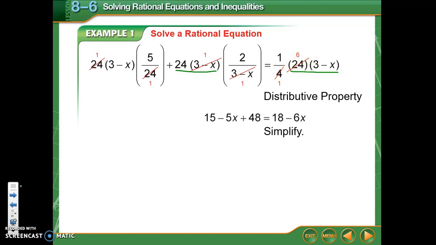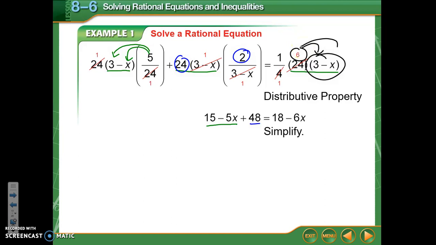And so now I just have to simplify. So on this side, I'm left with 3 minus x times 5. So that's 15 minus 5x. That's where they got this part. Right here, I'm left with 24 times 2. That's where they got the 48. And then on this side, I'm left with 1 times 3 minus x times 6. So I'd take my 6 times 3, 6 times -x, that's where I get 18 minus 6x.